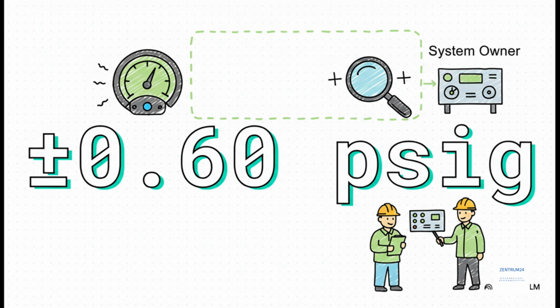This is what the system owner documents and hands off to the calibration team. It means that when a technician goes out to check this instrument, as long as it's reading within that 0.60 window of the true value, it's considered in tolerance and good to go.